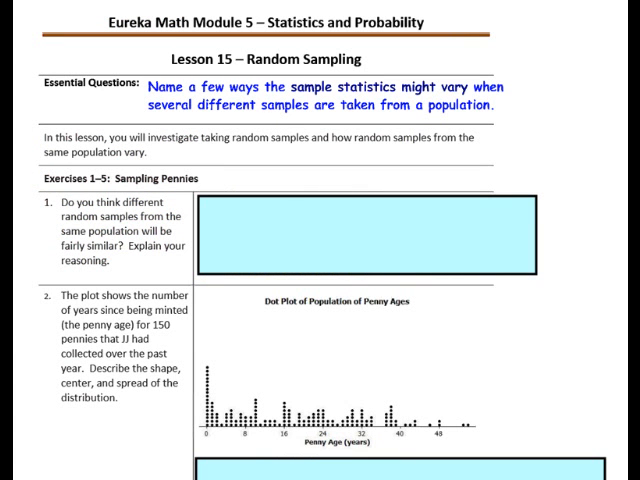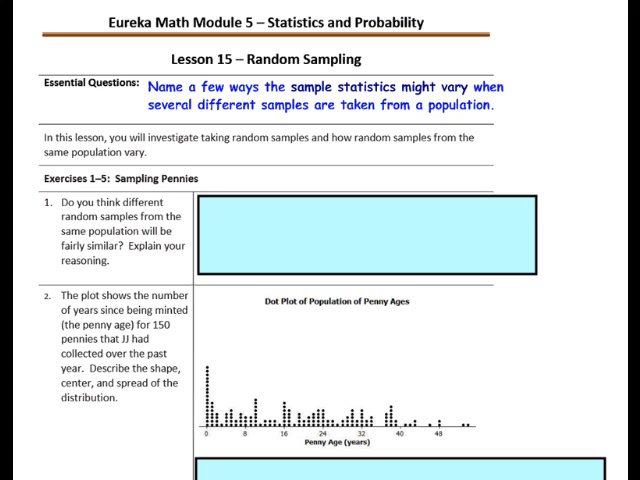Pause the video and copy the essential question. Name a few ways the sample statistics might vary when several different samples are taken from a population. In this lesson, you will investigate taking random samples and how random samples from the same population vary.